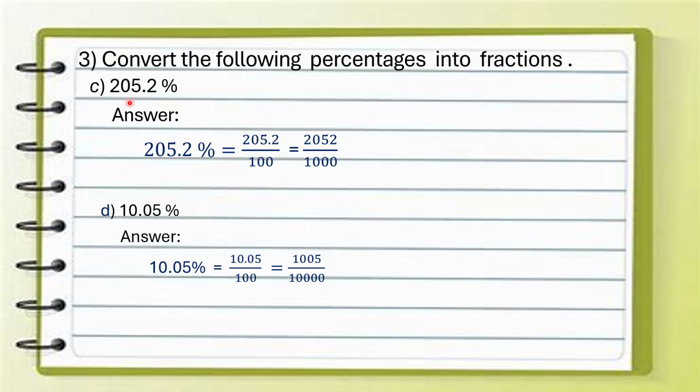See, C sum, 205.2 percentage we are going to convert into fractions. Okay. So percentage means the denominator is 100. So 205.2 percentage we are going to write as a fraction first. So 205.2 divided by 100. Now what are we going to do? So just we take the numerator now. What is our numerator? That is 205.2. This we are going to write as a fraction now.